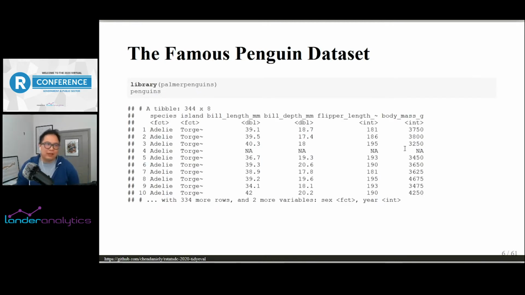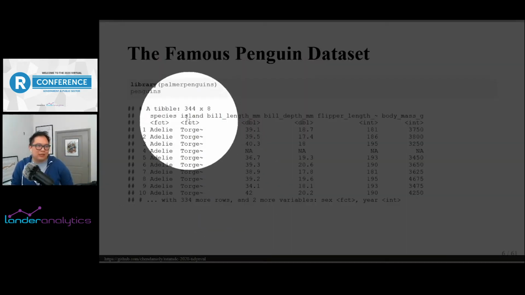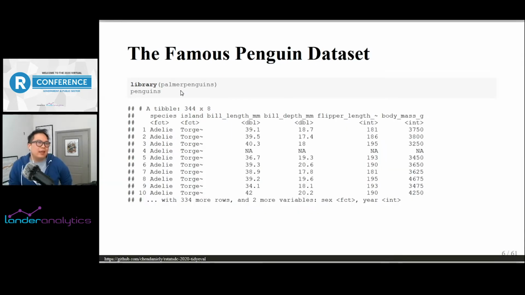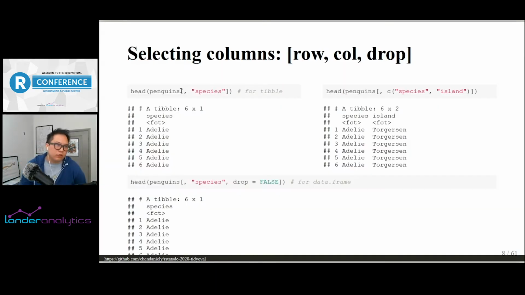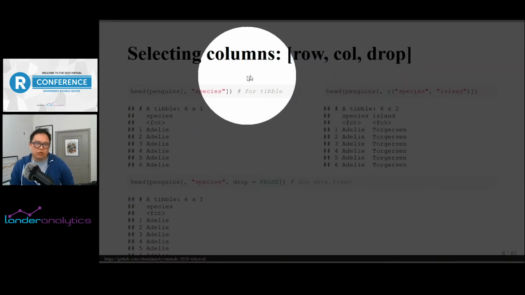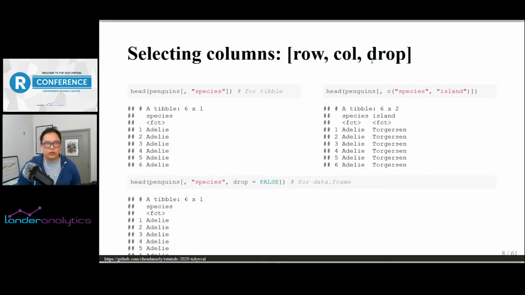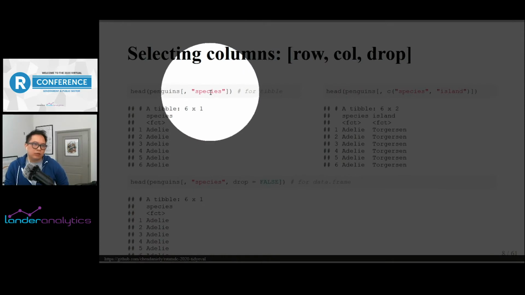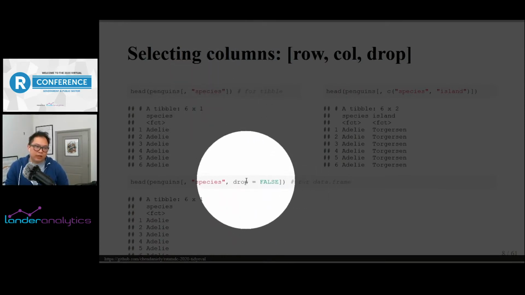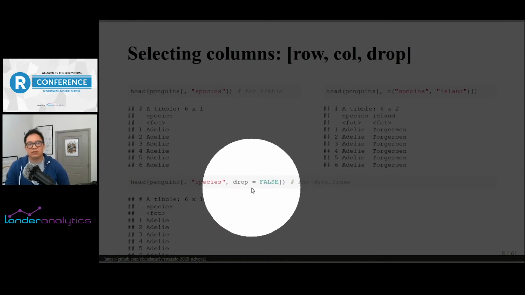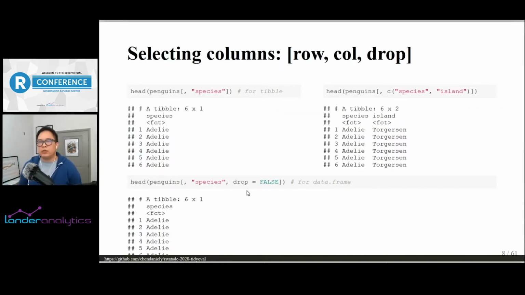And so the data set that we'll be working with is the famous Palmer Penguins data set. And the first thing we're going to be covering is how do we select columns as a review. So in base R, we can select columns using the regular square bracket method. So we can say row, column, and there's a parameter called drop. If we have a single column, we can put in our column name in string. And then if it's a regular data frame, not a tibble, we have to specify drop equals false. And that's how we get a data frame object back. Otherwise, we get a vector.